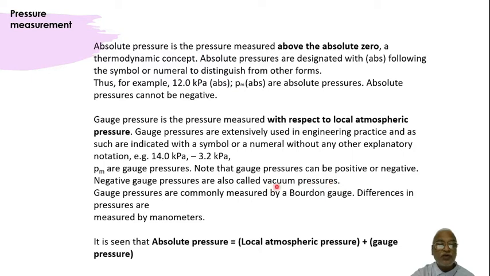So vacuum pressure is not complete vacuum. Try to understand that point. Vacuum pressure means a slight vacuum is created, and because of that the pressure reduces compared to atmospheric pressure. That's why it is called vacuum pressure. Gauge pressures are commonly measured by Bourdon gauge. Differences in pressures are measured by manometers. This particular equation one can use to convert gauge to absolute or absolute to gauge once you know the local atmospheric pressure. Absolute pressure is equal to local atmospheric pressure plus gauge pressure. Always this is true.